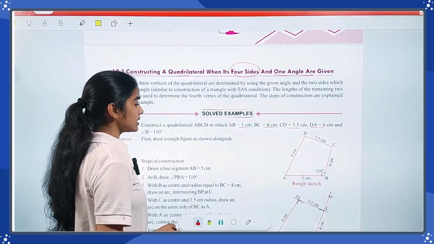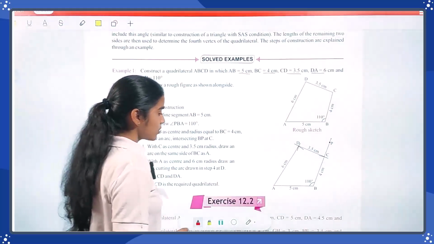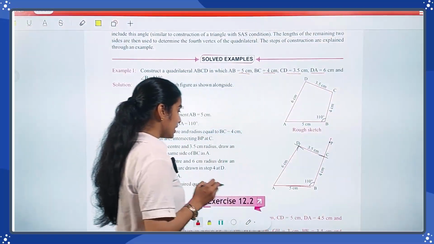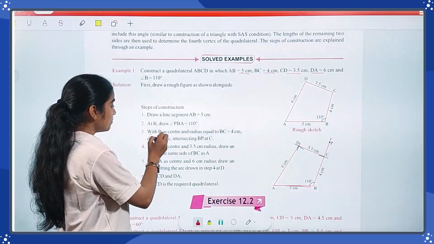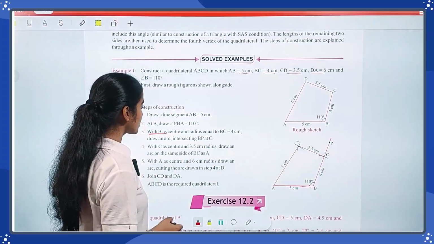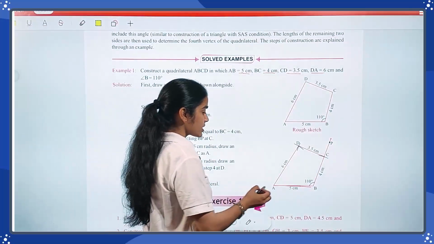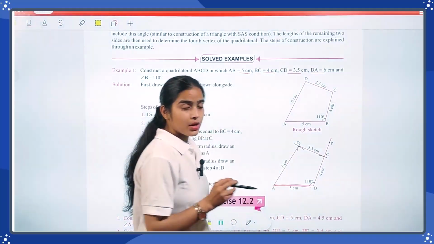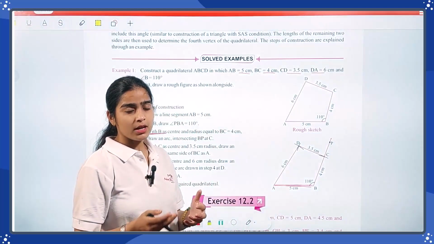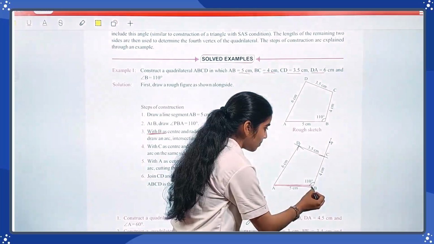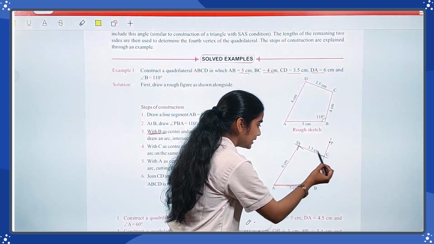And angle B is equal to 110 degrees. So first draw a line AB, 5 centimeter, then with point B as center and radius equal to BC, which is 4 centimeter. Now first of all you have to draw a line AB, 5 centimeter. You have a protractor. You just have to point here and make an angle of 110 degrees.